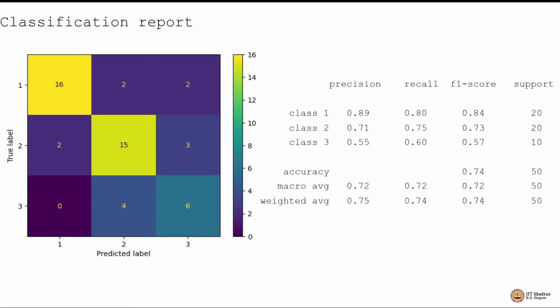Now there are two more things which I'll mention briefly. One is a macro average, which is nothing but the average of these three values. If you sum these three and divide by the number of classes, you get 0.72. Similarly for these two as well. And weighted average is going to weight these particular values depending on the support. That is, this value of 0.75 is obtained as 20 by 50 because we have 50 points and the support is 20 for class 1. 20 by 50 into 0.89, 20 by 50 into 0.71, and 10 by 50 into 0.55 is going to give us the value of 0.75. Likewise, we can also calculate the weighted average value of recall and F1 score.